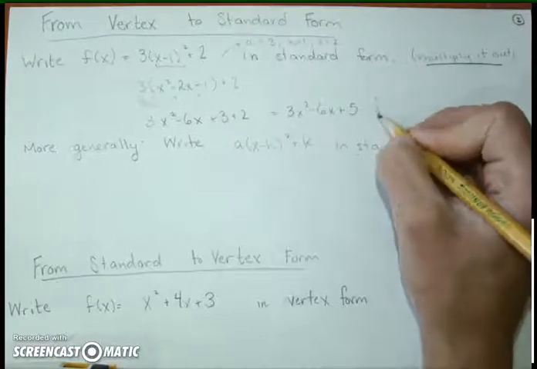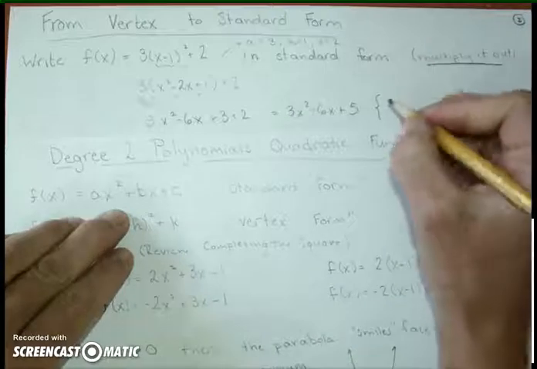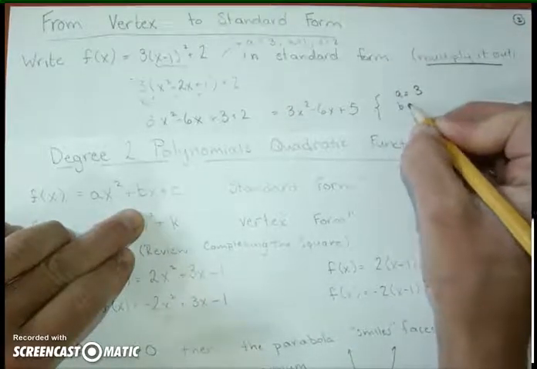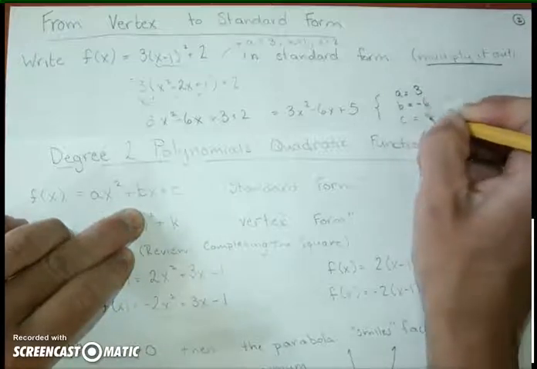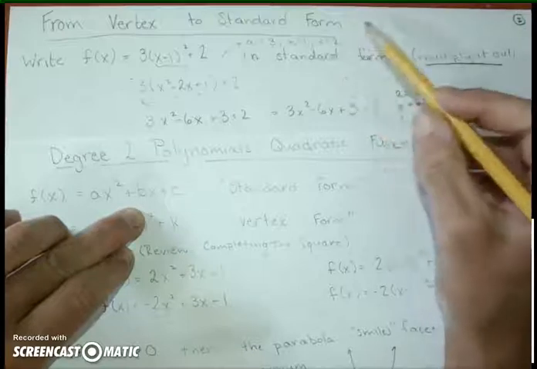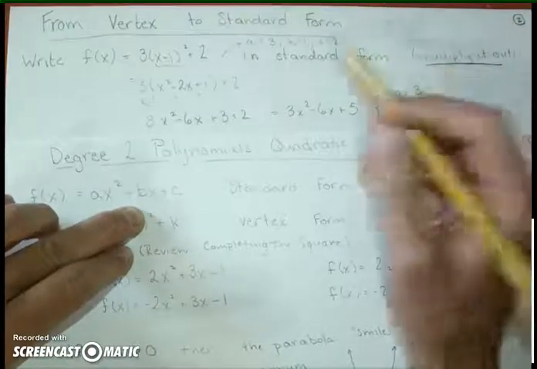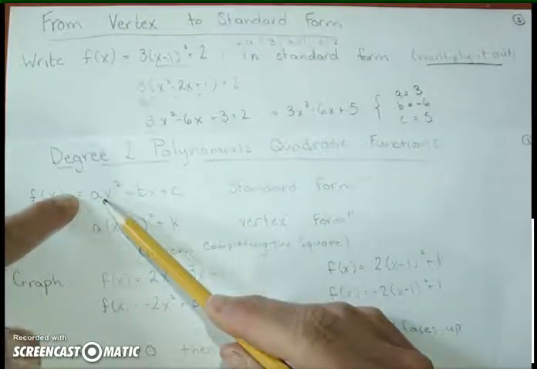So here, if I compare with the standard form, I have a equals 3, b equals negative 6, and c equals 5. So h and k are not directly related to b and c. They're not the same. But this a from the vertex form will be the same as the a from the standard form.